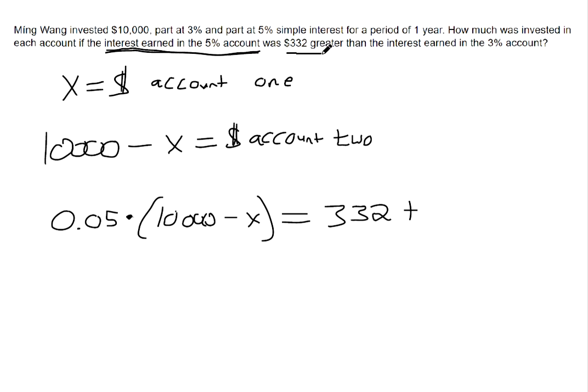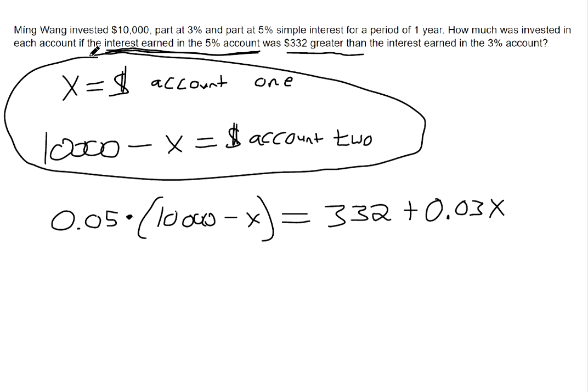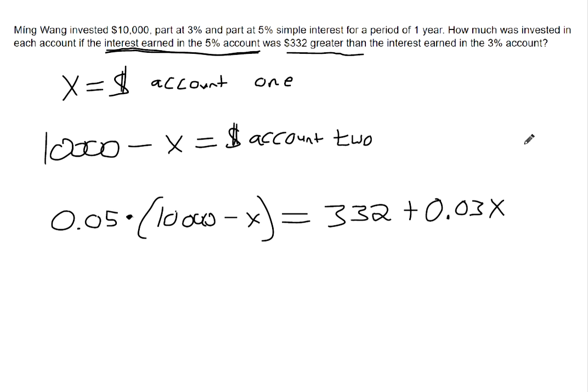So $332 greater than the interest earned in the 3% account. So here's 3% as a decimal times the amount of money in the 3% account, that first account. And there, you know, the first part is really defining a variable, and it's a tricky variable. And then the second part is constructing an equation out of that last sentence, piece by piece, like we just did there. Now the rest of it's algebra.